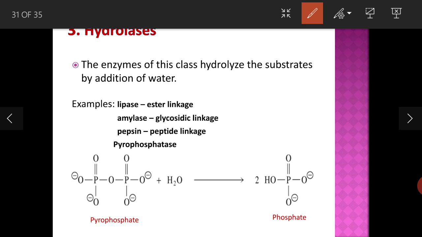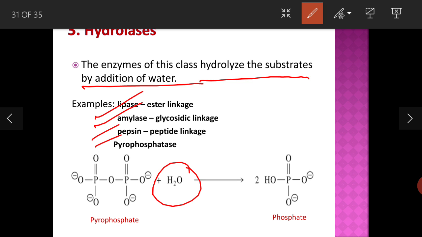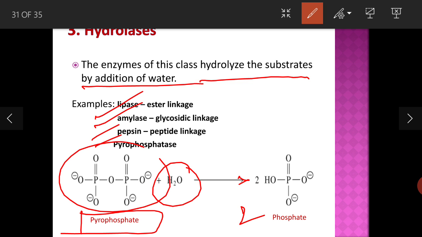Okay, so next is hydrolases. Hydro means hydration or water, right? This enzyme class hydrolyzes the substrates by adding water. It means they break one compound into two by adding water, or they break the linkage within a compound by adding a water molecule. For example, I have lipase, amylase, pepsin, and pyrophosphatase. Here pyrophosphate is broken down into two individual phosphates by adding water. So this is about hydrolases, which hydrolyze the compound into two or more by using a water molecule.